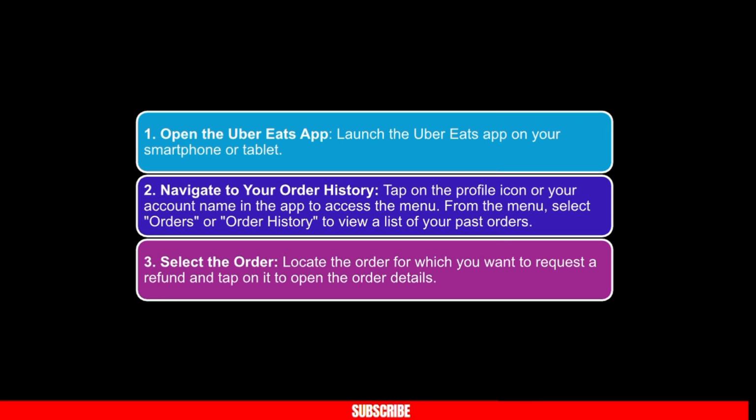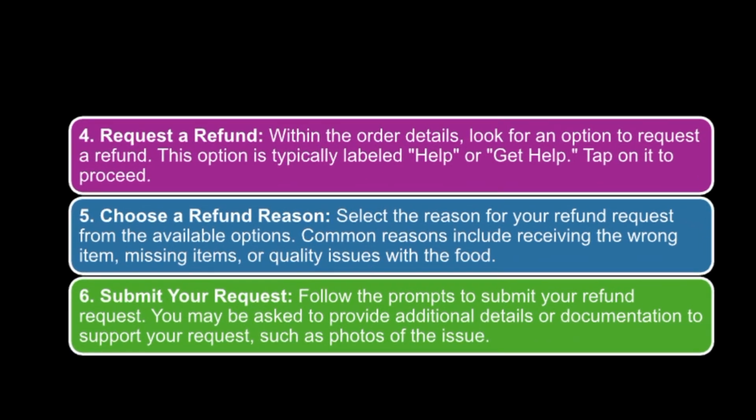Tap on the profile icon or your account name in the app to access the menu. From the menu, select orders or order history to view a list of your past orders. Now select the order. Locate the order for which you want to request a refund and tap on it to open the order details.